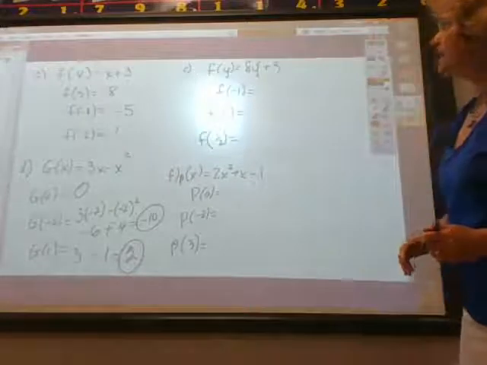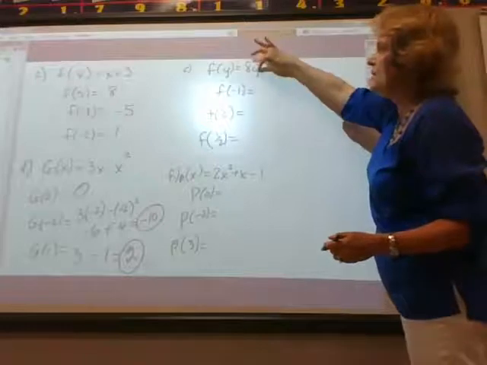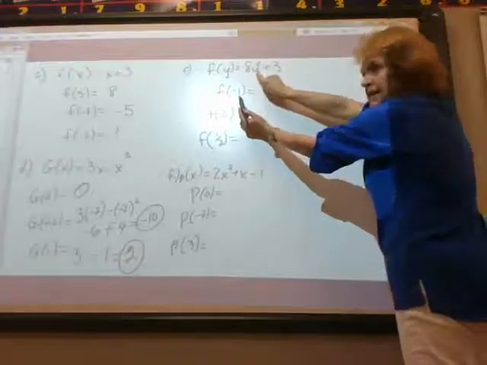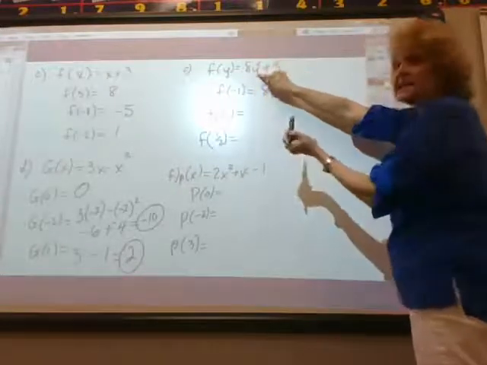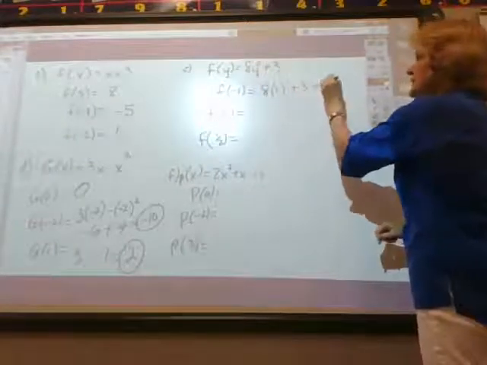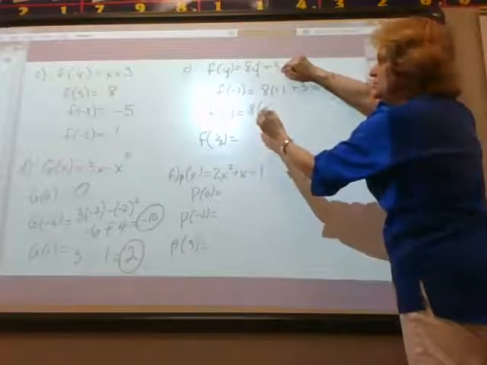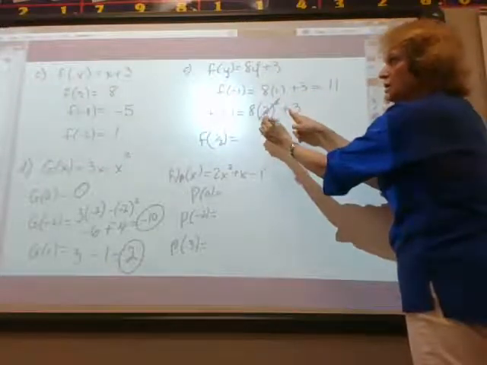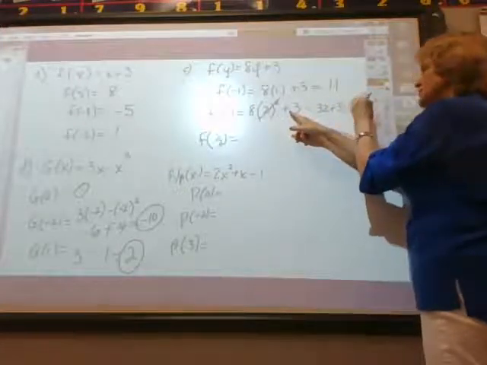Pretty simple there. All right, let's do this one. We have f of y is 8y squared plus 3. So for negative 1, I'm going to plug in negative 1 for y. So 8 times 1, right? Because negative 1 getting squared is 1, plus 3 should be 11. Okay, 8 times 2 getting squared, well, that's going to be 4. 4 times 8 is 32 plus 3, so 35.